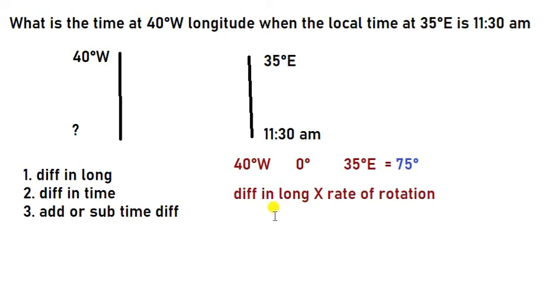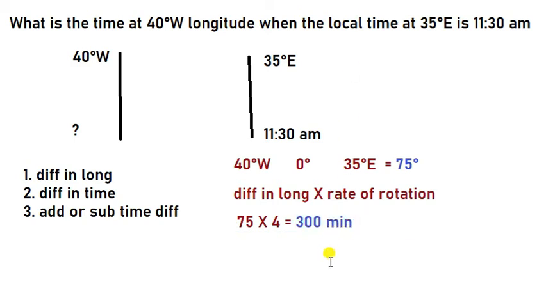So that's what we are going to do here. The difference in longitude into rate of rotation. Difference in longitude is 75, into rate of rotation, which is 4 minutes. So 75 into 4 is equal to 300. Here we are multiplying the difference in longitude with 4 minutes, so the answer is 300 minutes. So the difference in time between these two given longitudes is 300 minutes.